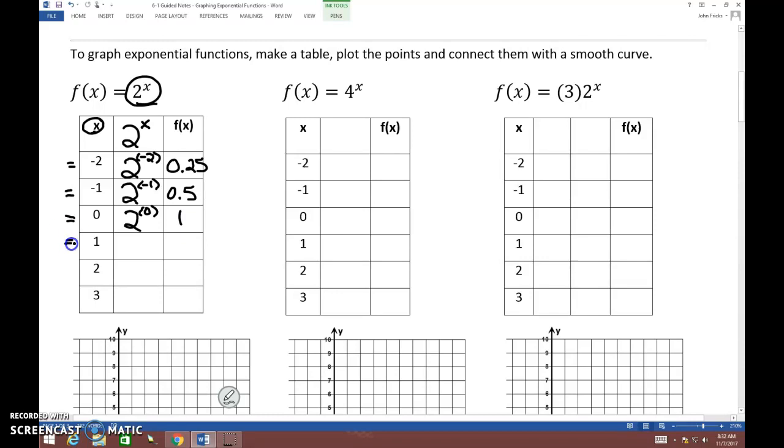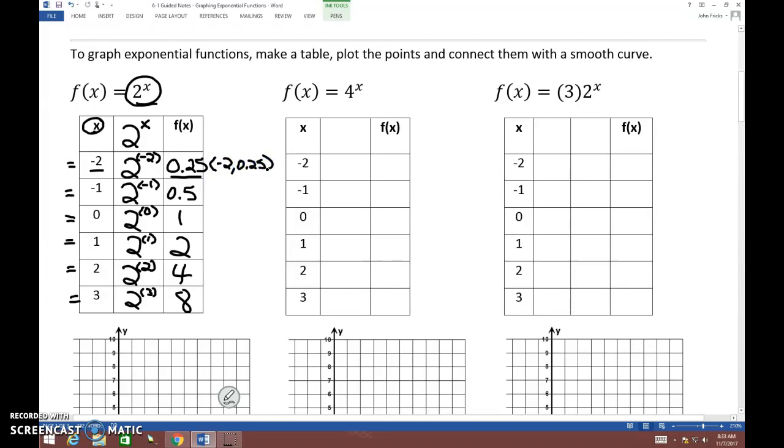Next, I would do 1. So 2 to the first power, we know, is 2. We also know that 2 to the second power is going to be 4. And the last one here, 2 to the third power, is going to be 8. By using that information, we're able to identify all of our values, and then we can make points from these because we know that our first point is going to be negative 2, 0.25. So we can go ahead and write that out beside it: (-2, 0.25).